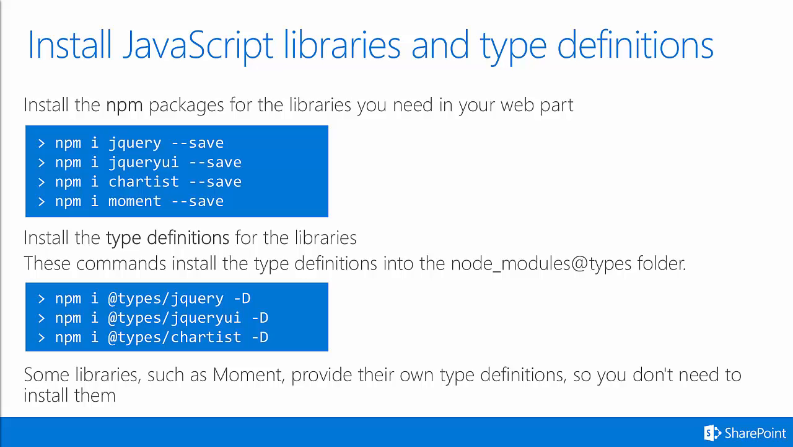After you've installed the libraries in your web part, then you can install the type definitions for those libraries. The commands to install the type definitions will install the type definitions into the node_modules @types folder. You can see the commands here. For example, npm i @types/jquery -D. You can also see here how type definitions can be installed for the jQuery UI and Chartist libraries. Some libraries, such as Moment, which is why it is omitted from the screenshot here, provide their own type definitions, so you don't need to install them yourself.